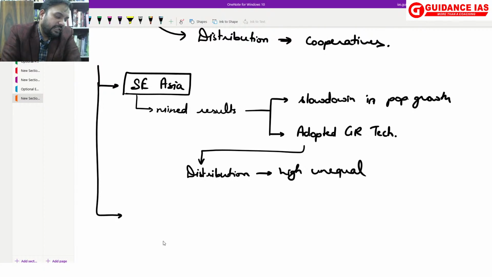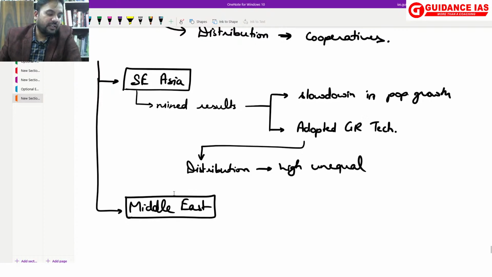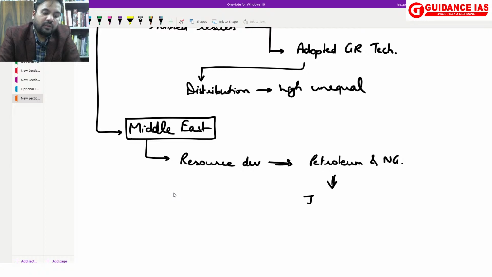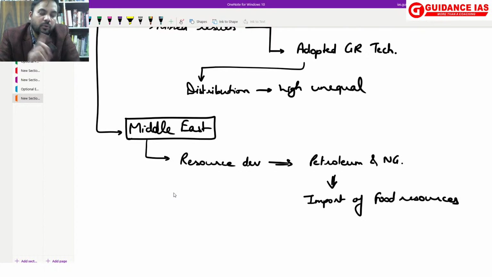When it comes to Middle East, tell me, what has been the main factor due to which we are saying mixed results in Middle East? The main factor has been that of resource development. So petroleum and natural gas has allowed import of food resources. So through the import of food resources, what has happened? They have been able to maintain this relationship to a fair level.